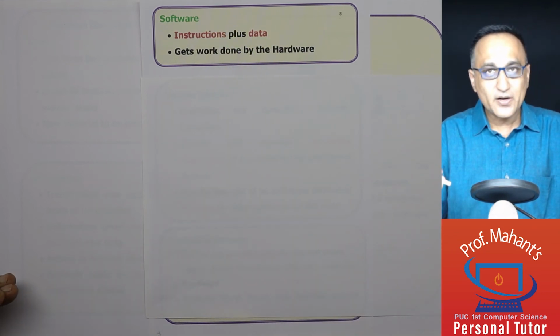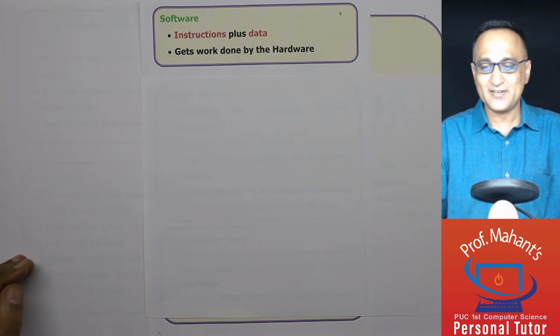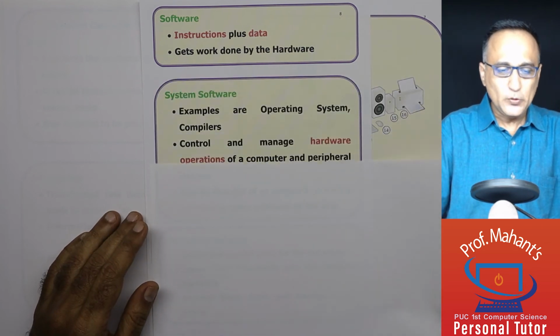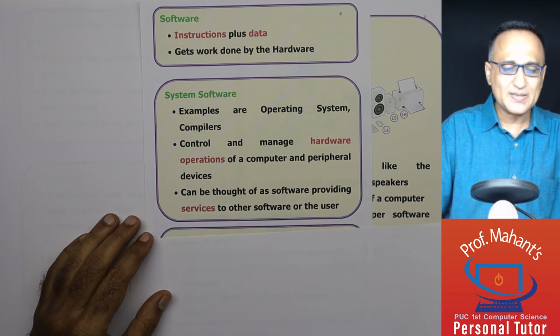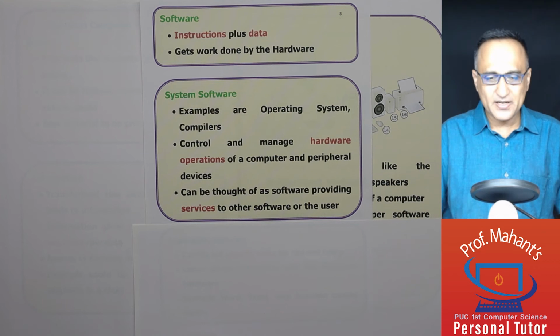It is software which instructs the hardware to do things. For example, the software instruction may tell the printer, go ahead and print the page. The software instruction may tell the computer, copy a file, delete a file. So it is the software which gets things done from a hardware. Now, you will hear two terms when you are talking about software. One is called system software and one is called application software.